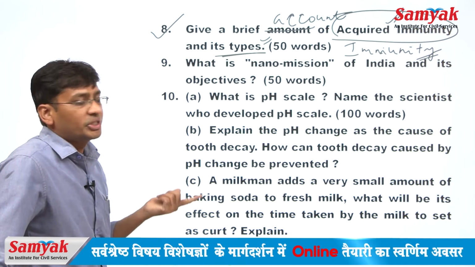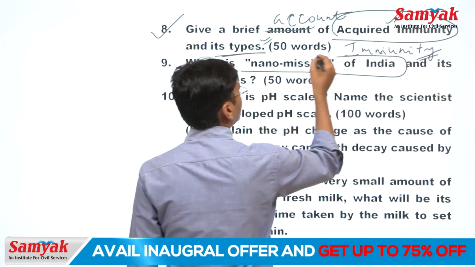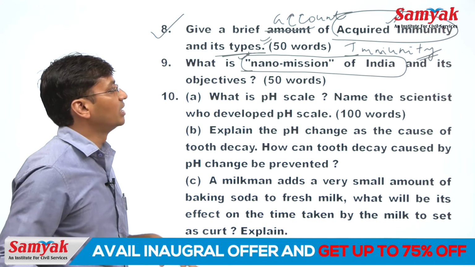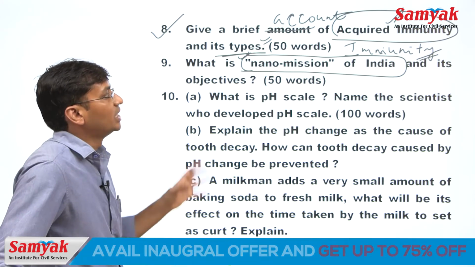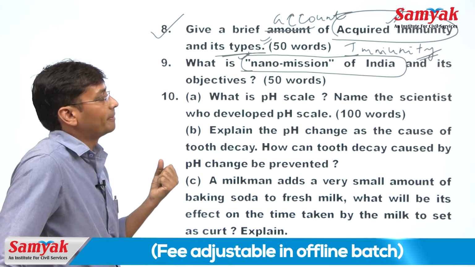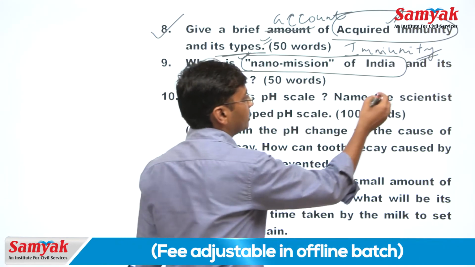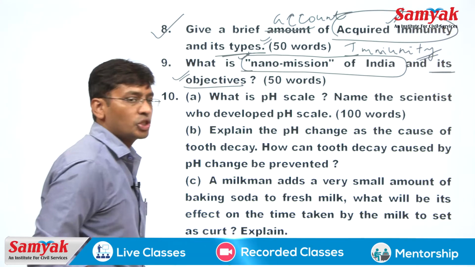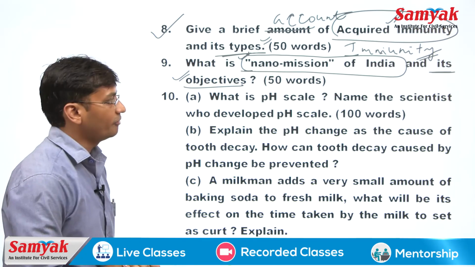Next question is, what is nano mission of India? Directly from the syllabus you have to describe about the nano mission of India, that is who has started the nano mission of India, how much money the government has funded for the nano mission of India, what are its objectives, okay, and what are its achievements. Again the same thing, they have asked about its objectives in the question itself. So, this question has to be answered in 50 words, and again it carries a weightage of 5 marks.